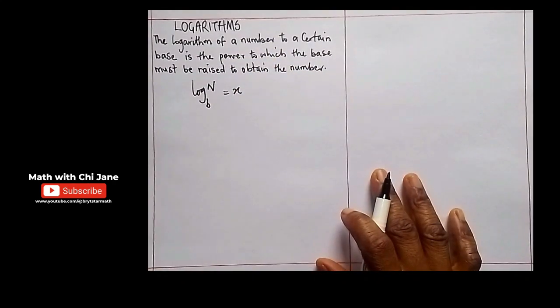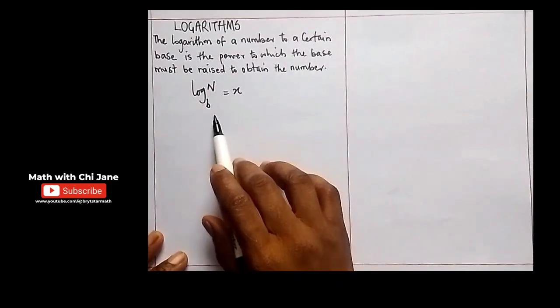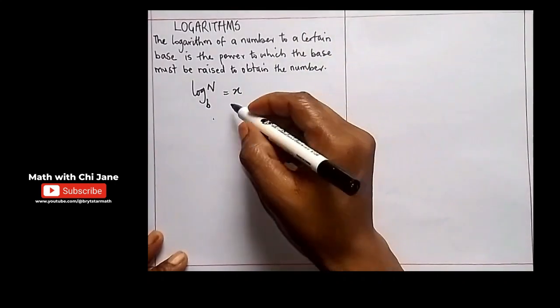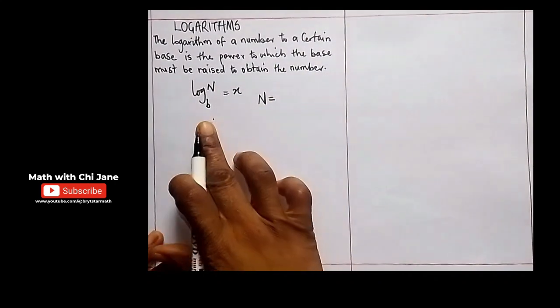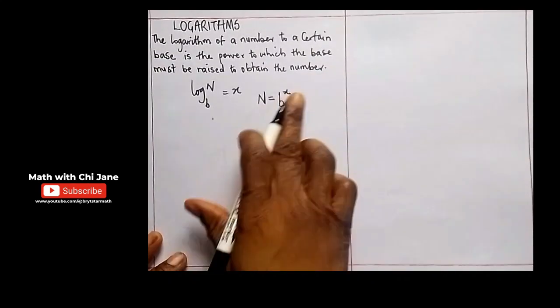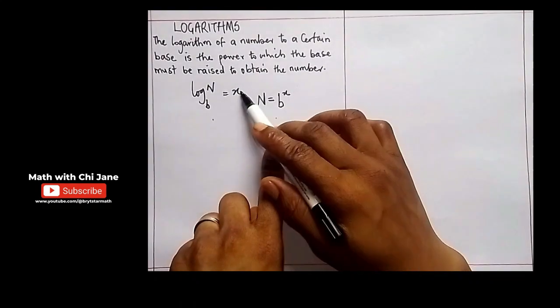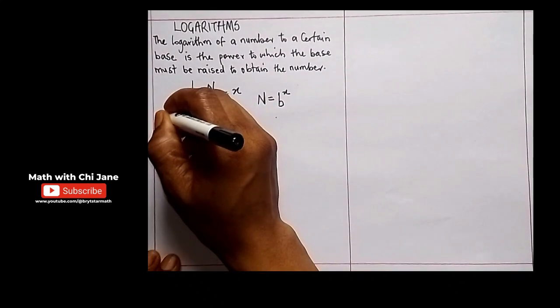To explain it better, you can say the logarithm of a number to a certain base is the power to which the base must be raised. The logarithm of a certain number, that means this is the number, is the power to which the base must be raised to obtain the number. That means the number is equal to the base raised to the power of x. So that explains it. Now in logarithm, we have laws.